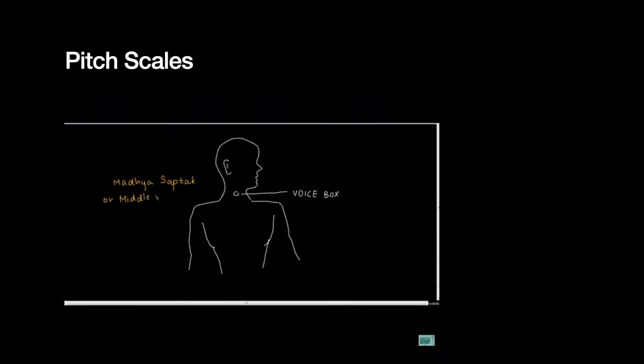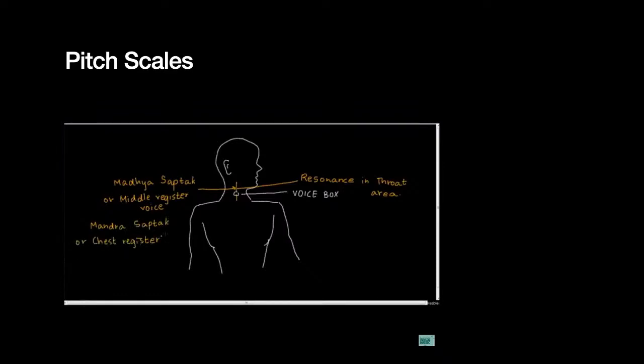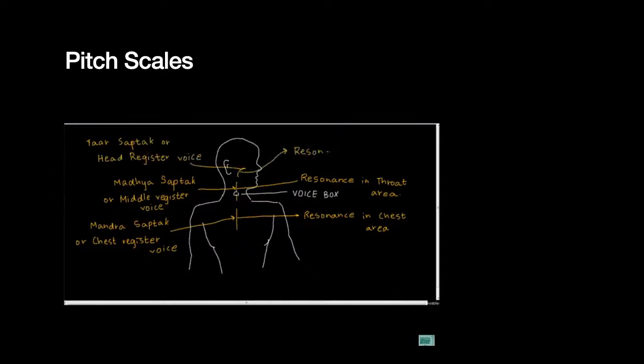It can be compared to the middle register or voice, that is the voice which is full-throated and the vibrations of the voice produced resonates at the throat. While the Mandra Saptak can be compared to the chest register or voice, which indicates that while singing the notes of this Saptak, the resonance of the voice produced is felt at the chest. The Tar Saptak can be compared to the head register or voice because while singing the notes of this Saptak, the vibrations of the voice are resonated in the cheek area of the head.